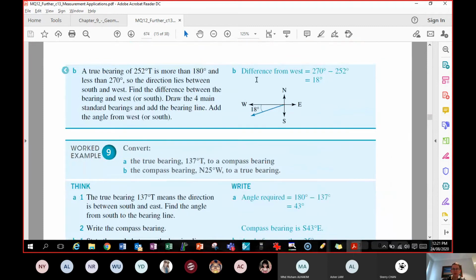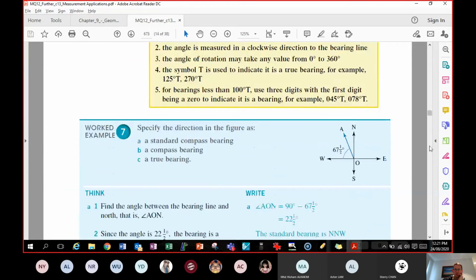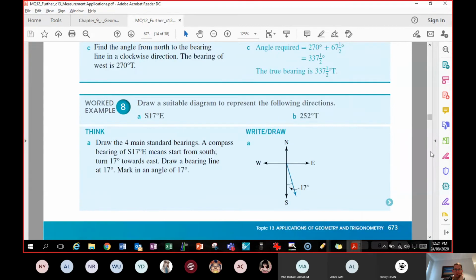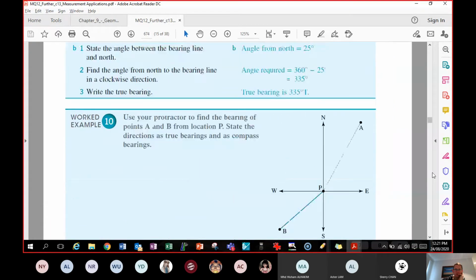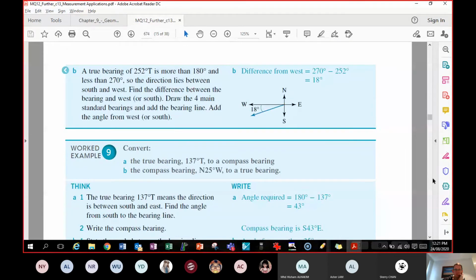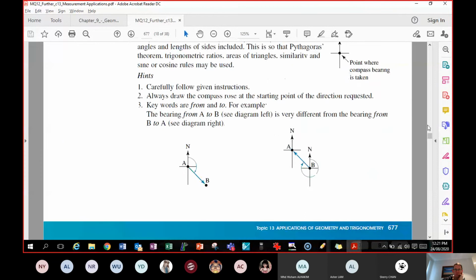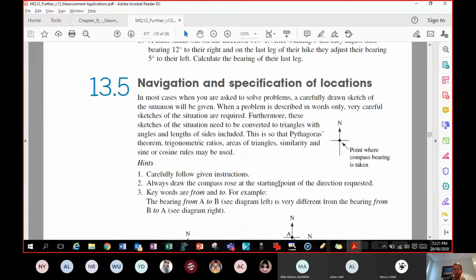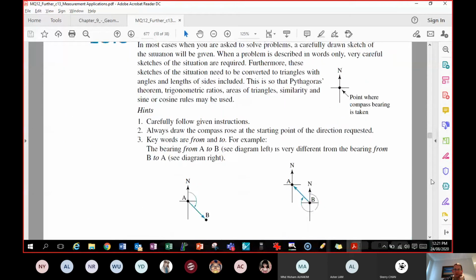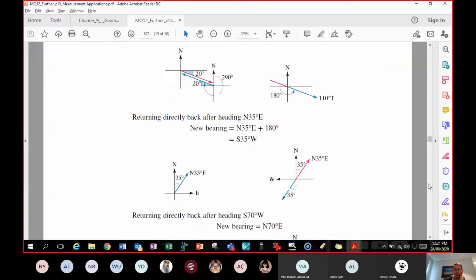Okay, so let's move on. Some examples: navigation and specifying where the points are.